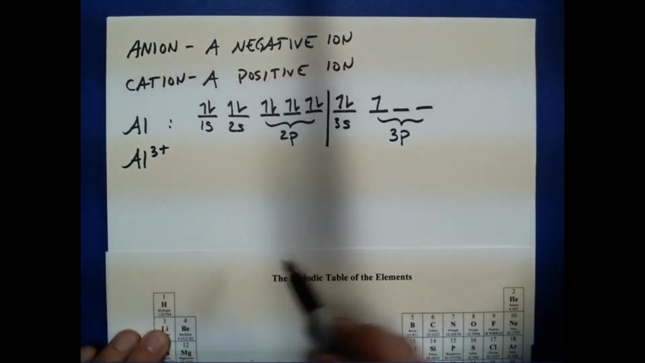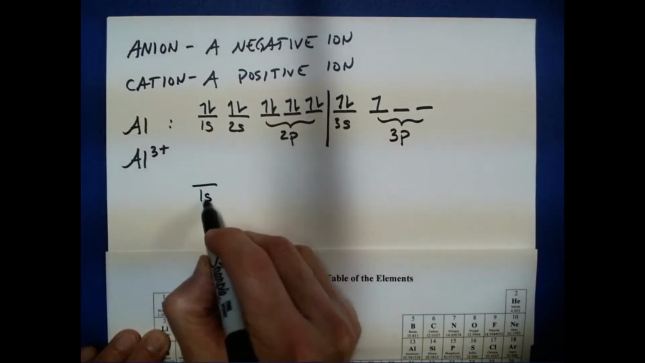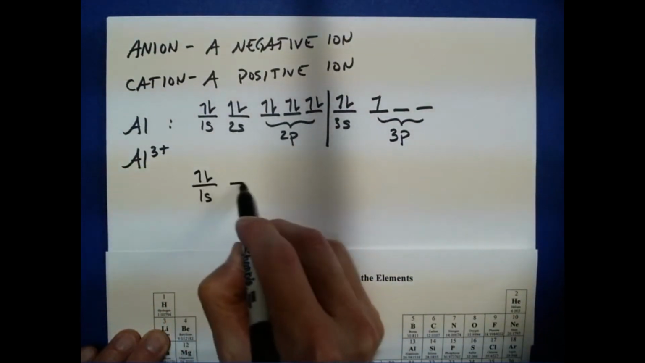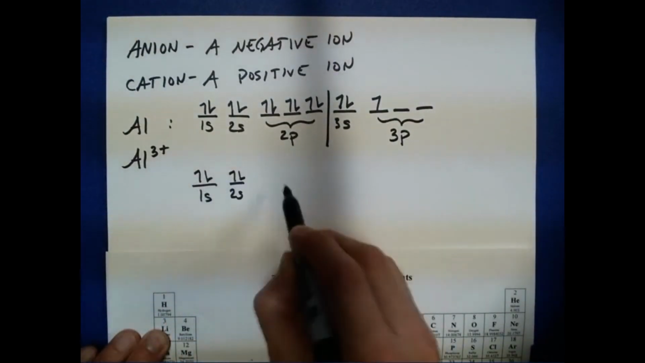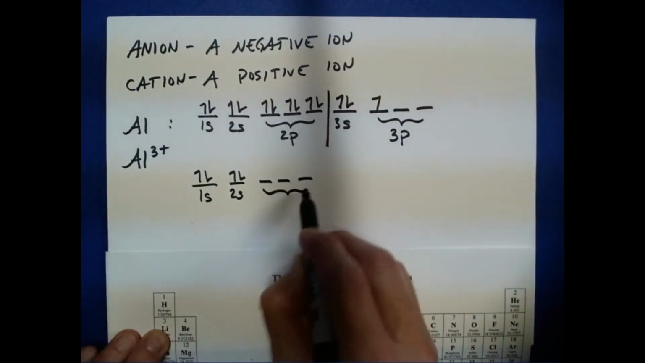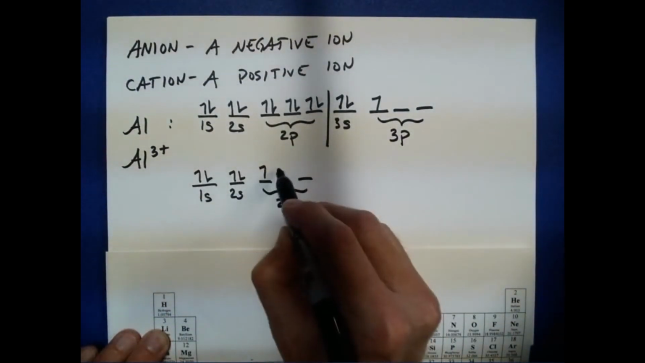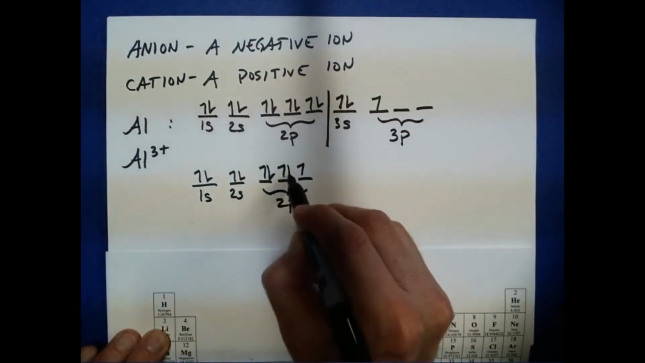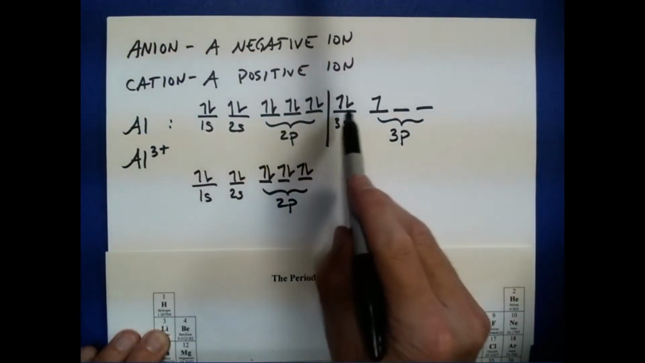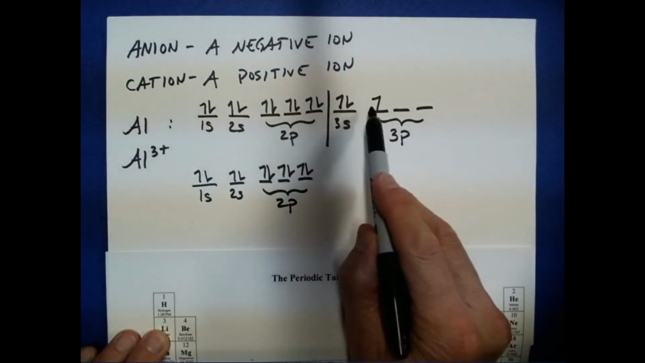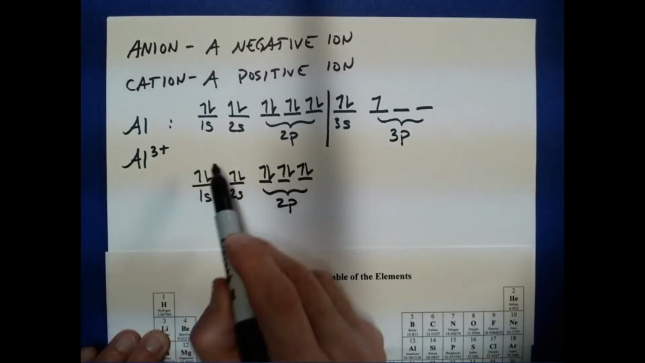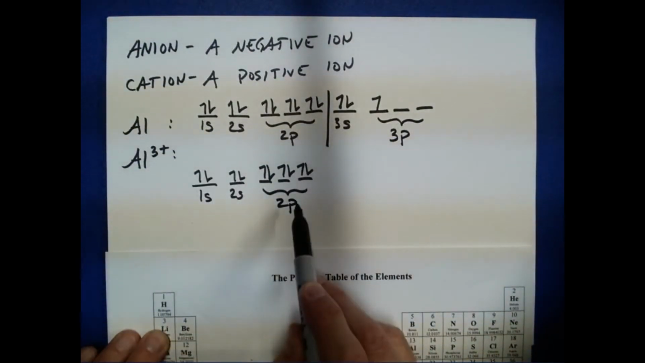And so for aluminum 3+, we would just write 1s2, 2s2, and 2p6. And you'll notice that 3 electrons have been removed, giving the aluminum ion a 3+ charge.